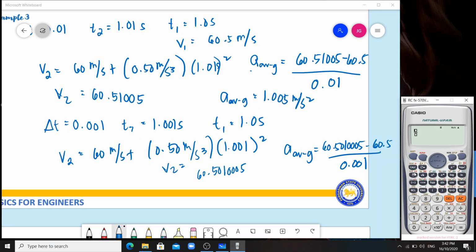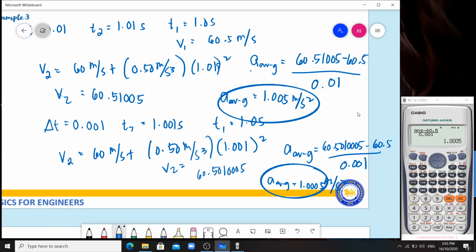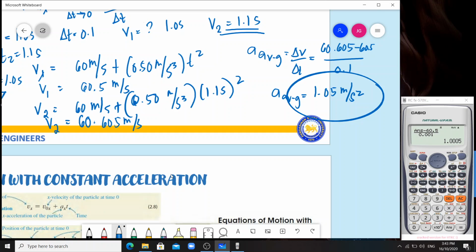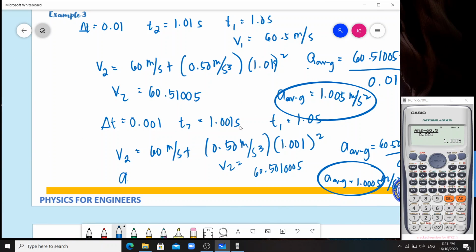Okay, let's compute for that. Answer minus 60.5 divided by 0.001. Okay, that is equivalent to an average of 1.0005. Okay, so kung i-compare natin, 1.005 meters per second squared, and then the other one is 1.05. Okay, roughly, ang sagot natin na instantaneous acceleration at 1 second is 1.0 meters per second squared. Okay, so that's it.